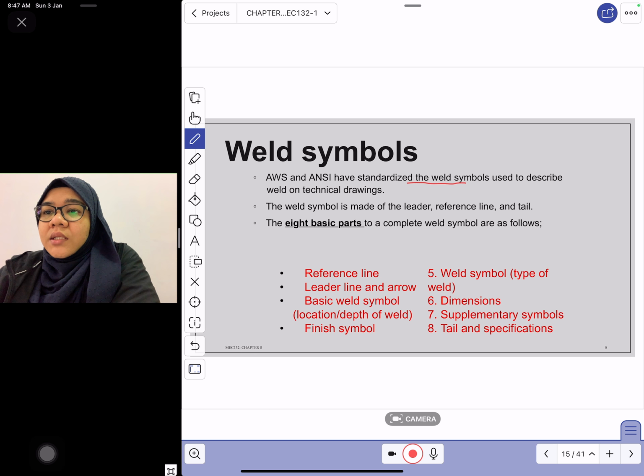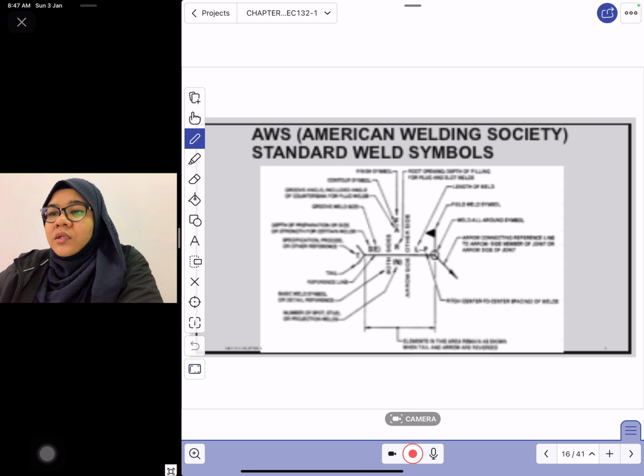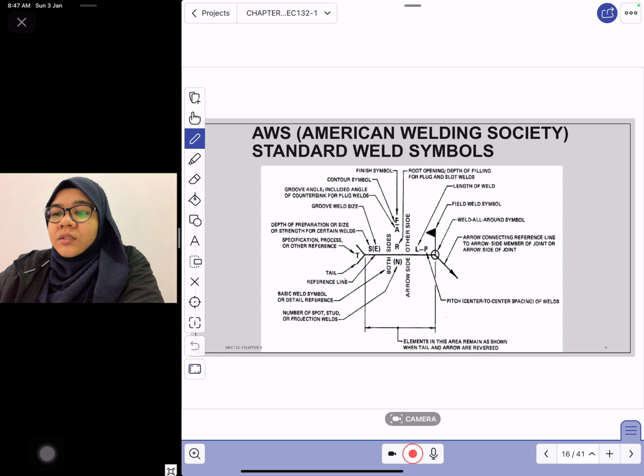The weld symbol is made of the leader, reference line and tail. Ni of course yang tadi, kalau kita tengok ada leader, reference line dengan tail, itu adalah simbol untuk welding. The 8 parts to complete weld symbol are as follow. So dalam leader, reference line dengan tail tadi mesti ada description yang bawah ni. Okay, dekat line tu. Kalau ikutkan yang complicated, yang ada semua ni, tu maksud dia lah.